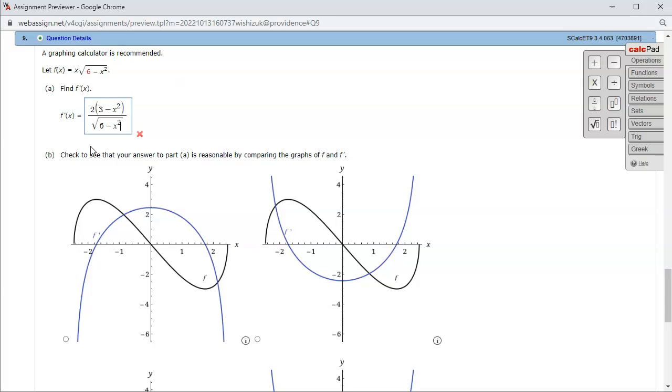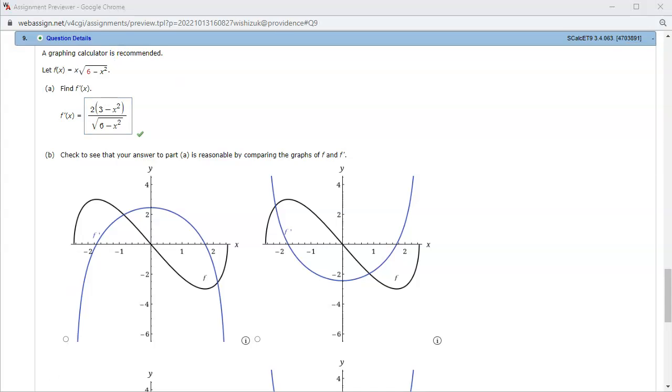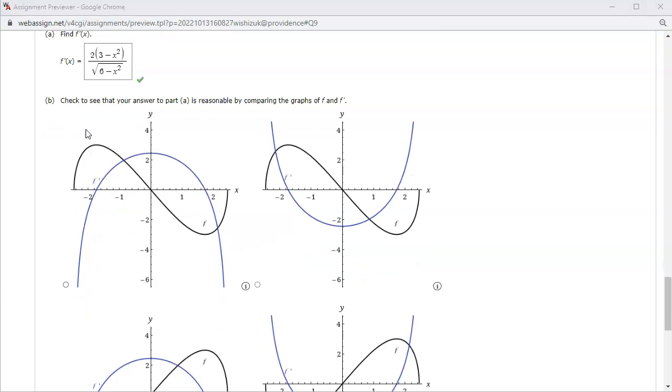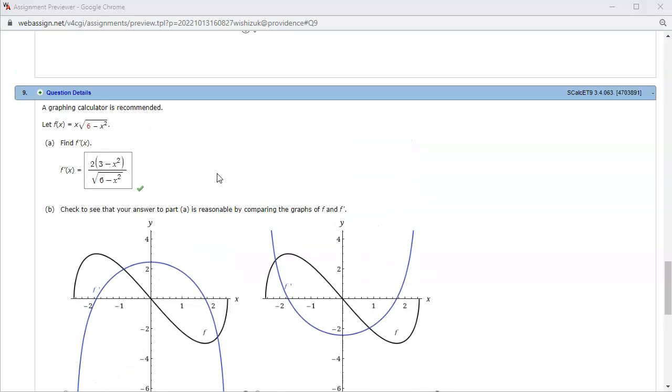Alright, let's check the answer. It came back, and it looks like we got the derivative correctly. Let's move on to part B. Check to see that your answer is reasonable by comparing the graph of f and the graph of f prime. So which one is correct?